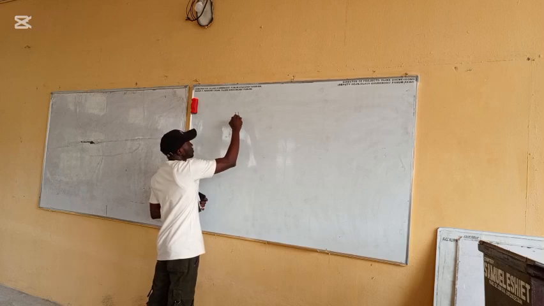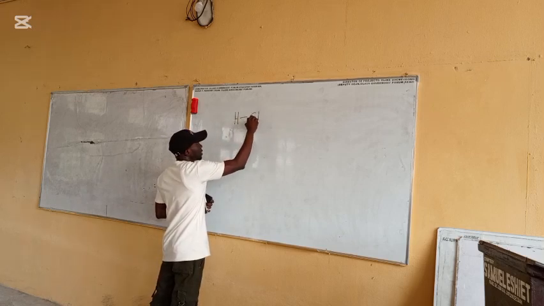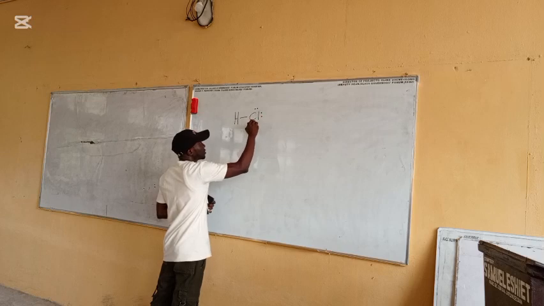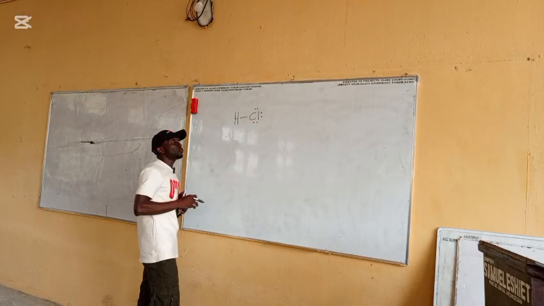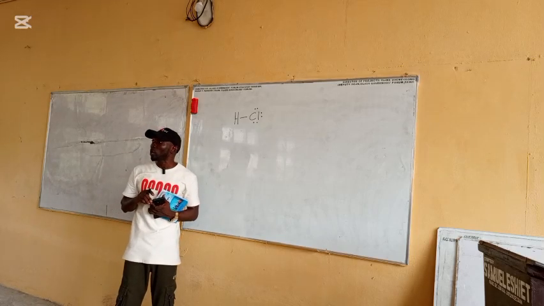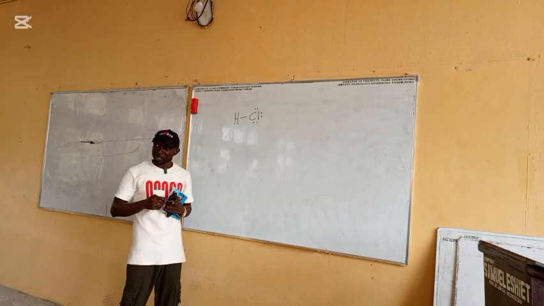H, C what? L. 1, 2, 3, 4, 5, and what? 6. Look at what I'm doing. Now, what you have here now is what? The Lewis structure for what? Hydrogen what? Chloride.